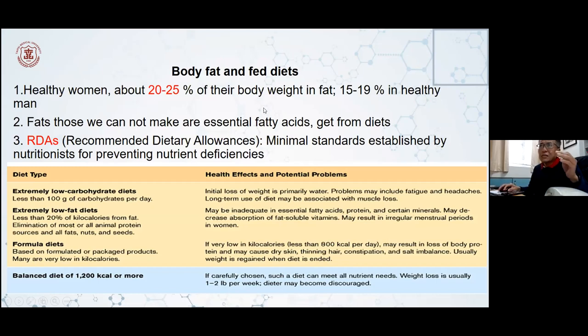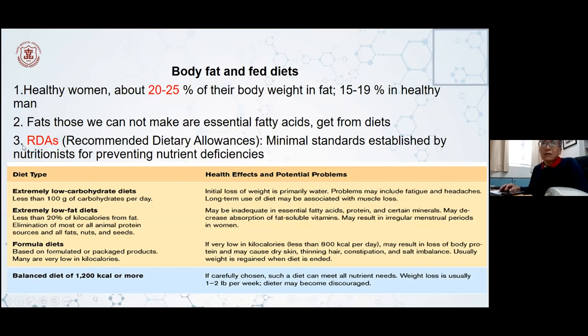The fatty acid, like the amino acid, we can divide the amino acid into the essential amino acid and the non-essential amino acid. The fatty acid is the same: essential fatty acid and non-essential fatty acid. Non-essential means that we can produce it by ourselves. And essential means that our body cannot produce it, and we need to get it from outside.